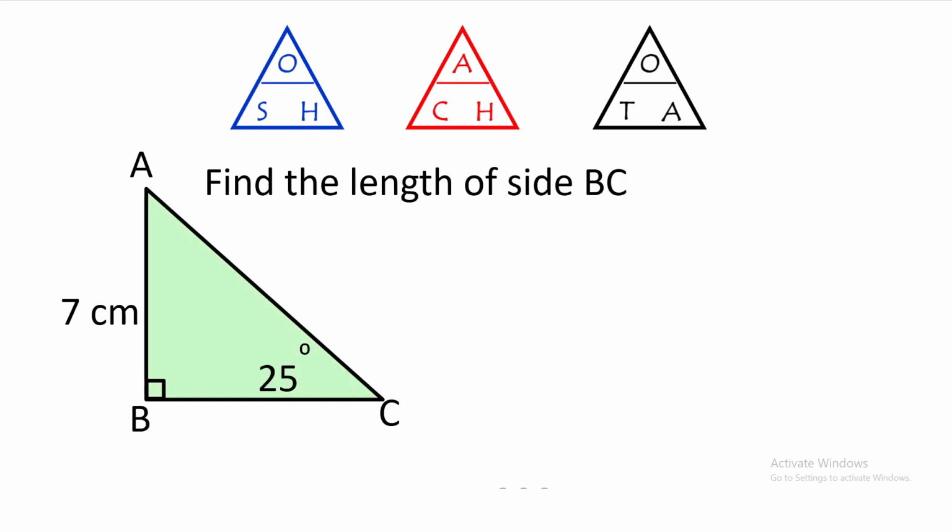And our next question, here we have a right-angled triangle with AB 7 centimeters and the angle at C 25 degrees. Now we want to work out the length of side BC. Here is the side BC, so we're going to label it X.